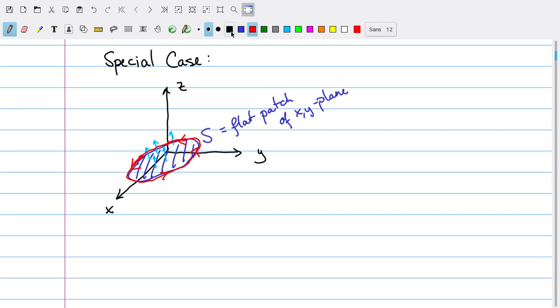And then in this particular case, Stokes' theorem is going to tell me that the double integral over that patch of the xy plane of the curl of f, and I'll just write dA in this case since this is just a patch of the xy plane, this will be equal to the integral over that closed loop of that curve of f dot dr.